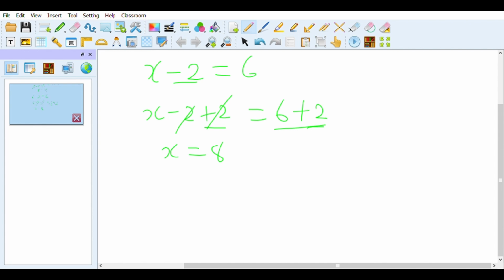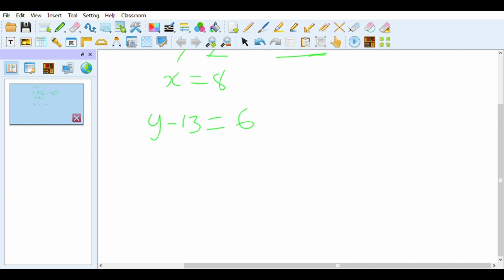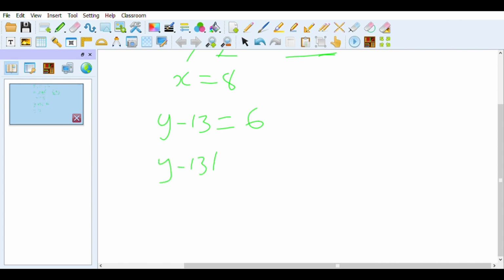So let's have y minus 13 is equal to 6. We need a number that will make 13 0, and exactly that is the additive inverse of 13. So the additive inverse of minus 13 is going to be plus 13. So y minus 13 plus 13 will equal 6 plus 13. We added 13 to the left hand side, we'll also add 13 to the right hand side.